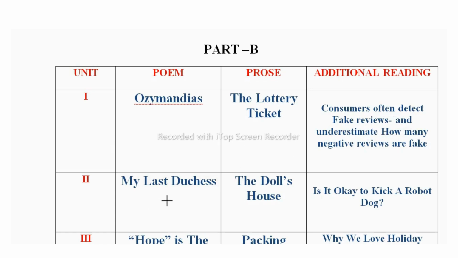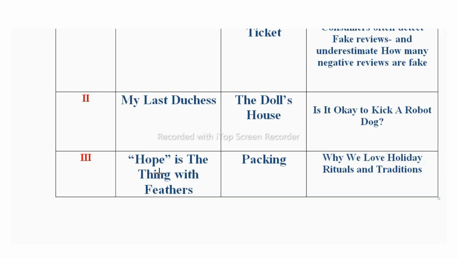And My Last Duchess, this is a poem from second unit. Either you can learn this My Last Duchess or The Dollhouse. These both I have explained in both the languages. And Is It Okay to Kick a Robot Dog? This also I have explained. You can go through the playlist to find all these videos. In the third unit you have poem Hope and prose Packing. These also I have uploaded in both the languages. You can watch these videos. Means whichever is easy for you, you can learn either poem or prose, any one. And this additional reading, Why We Love Holiday Rituals and Traditions.